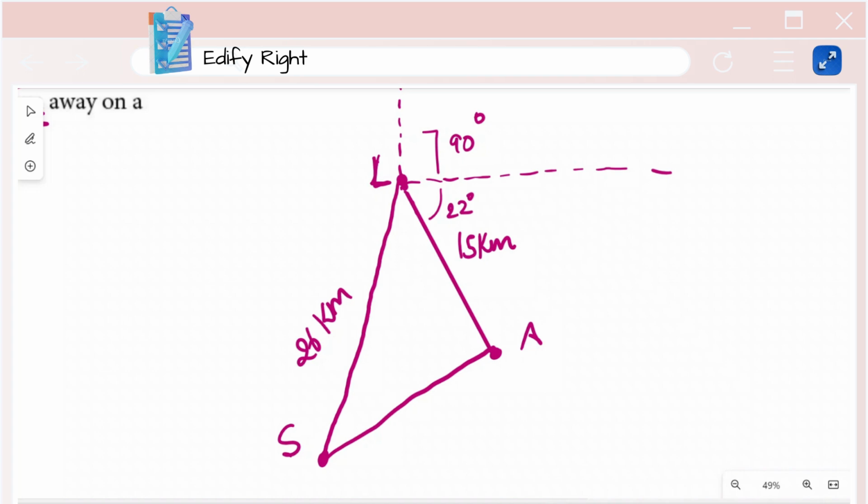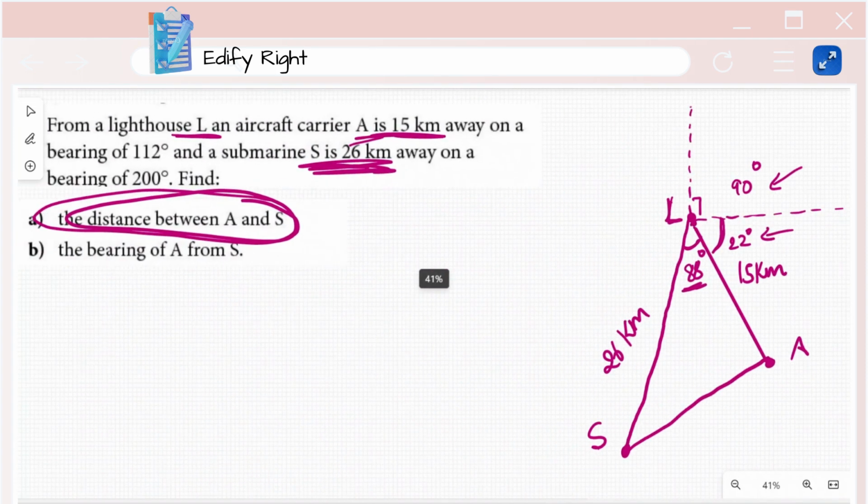Now let's try to use the same logic for the bearing of 200 degrees. So we know that the submarine is at a bearing of 200 degrees, right? So that means this entire angle is going to be 200. But we know that this part is 112 degrees. So this part is just 200 minus 112, so that is 88. So this is 88 degrees, and this is 22 degrees and this is 90 degrees. So now we have angles ready.